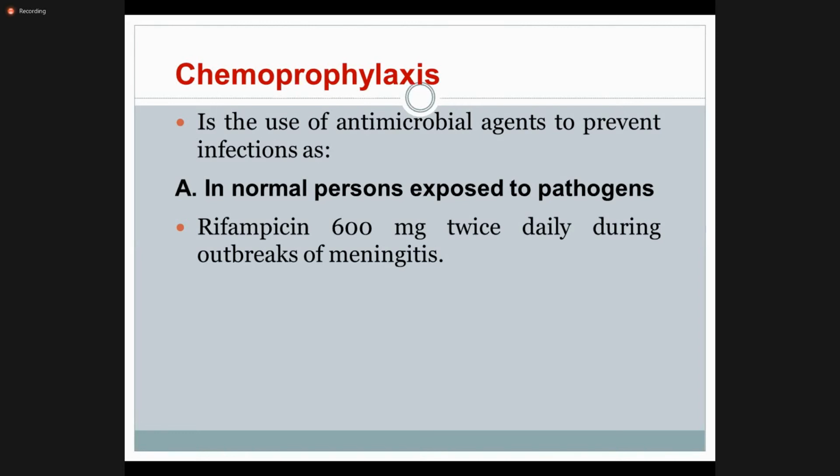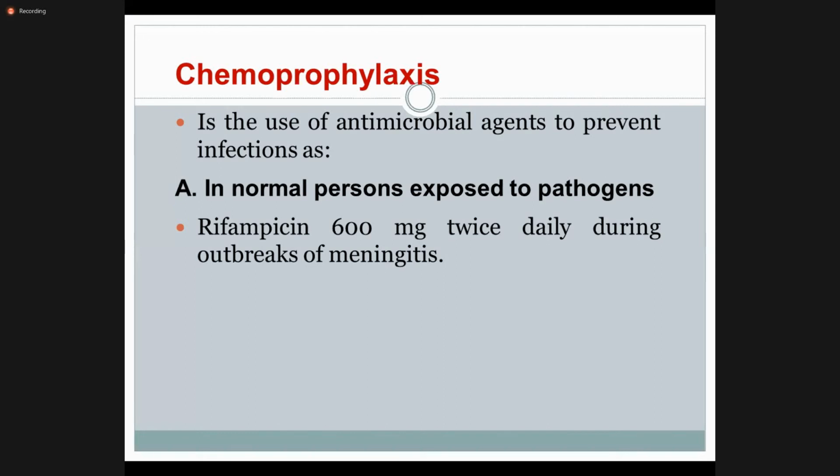So in a normal person exposed to pathogens, rifampicin 600 milligram twice daily is given during outbreaks of meningitis, right? In Urdu we say gardan tor bukhar, meningitis, the inflammation of the leptomeninges of the brain. If these outbreaks occur in any community, a person who doesn't have meningitis may start taking rifampicin as a precaution to avoid the development of meningitis.